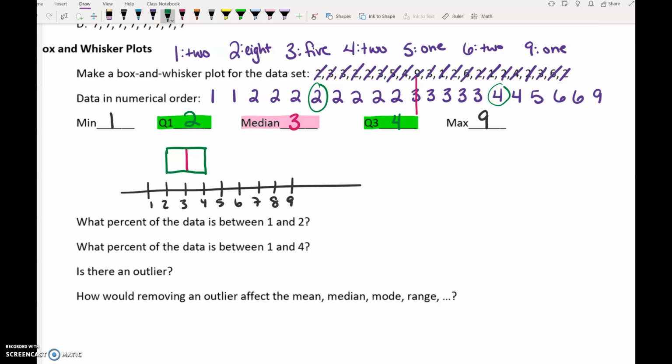That forms the box of the box and whisker. So the left side of the box is the first quartile, the right side of the box is the third quartile, in the middle is the median. The minimum value we put as a dot and then connect it to the box with a whisker. The maximum value we put as a dot and connect it to the box with a whisker.